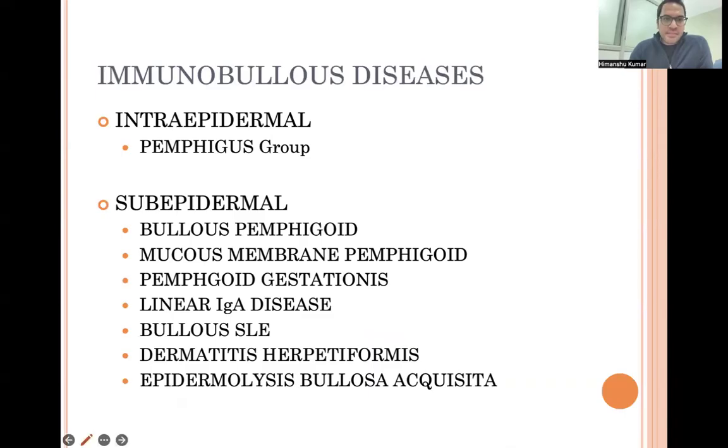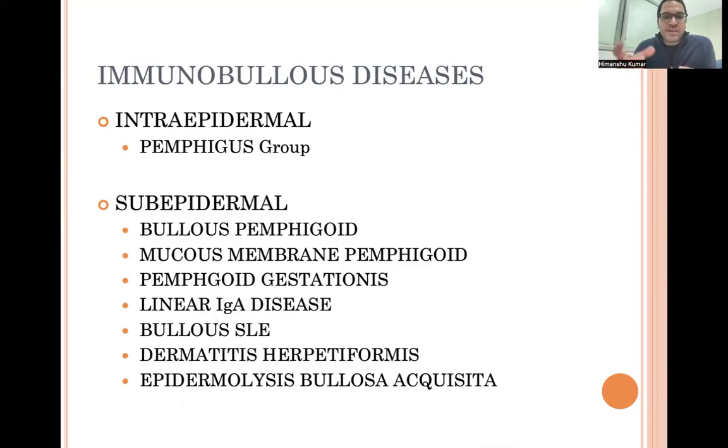When it is in the epidermis, the main types of conditions are pemphigus disorders, which is pemphigus vulgaris, foliaceus, and etc., which we'll talk about in detail later on. Then subepidermal disorders are bullous pemphigoid, mucous membrane pemphigoid, pemphigoid gestationis, linear IgA disease, bullous lupus, DH, and epidermolysis bullosa disorders. Subepidermal and intraepidermal bullous disorders present in different ways. Clinically, they look different, and of course, on histopathology, biopsy also they look different.